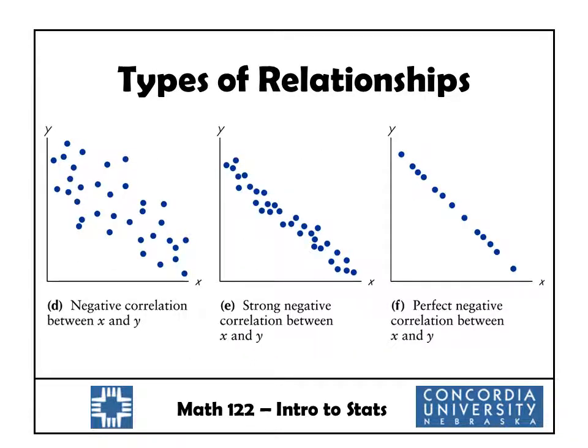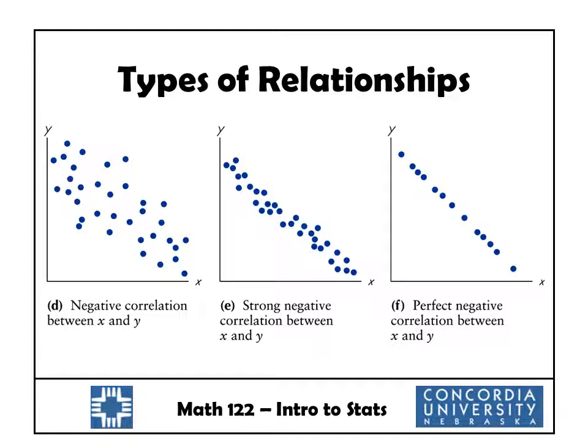Now there are different types of relationships and different strengths of relationships. So if we look at these three graphs here, they all show graphs of variables x and y. Starting on the right, we see that those dots form nearly a perfect straight line. So in that case, those two variables x and y, we would say have a perfect negative linear correlation. If we look in the middle, those dots do form a straight line, but it's not quite as good a straight line as that one on the right. So we'd say they have a strong negative linear correlation.